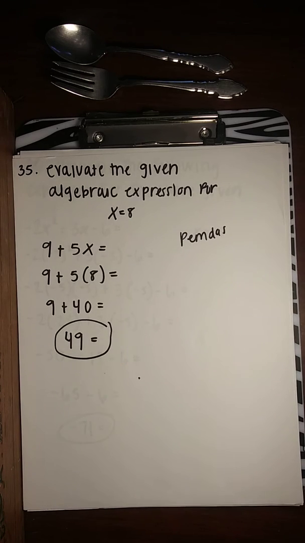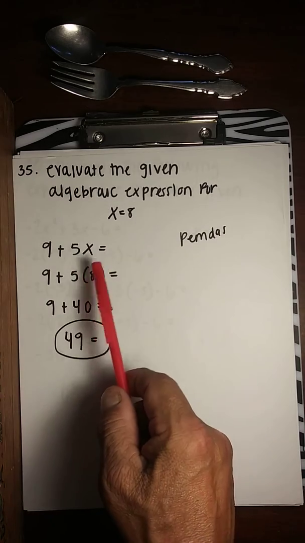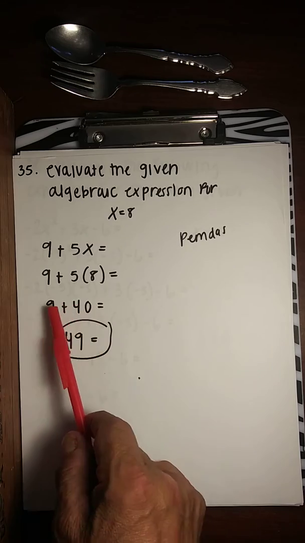Evaluate the given algebraic expression with x equals 8. So 8, put it in there for the x. 5 times 8 is 40. 40 and that is 49.